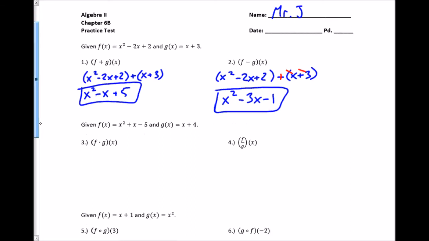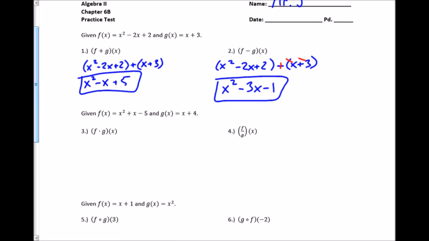Number 3 is very similar. In this one, it's telling us to multiply the two functions. So I take the f function, which is x squared plus x minus 5 this time, and I'm going to multiply it by the g function. And that's all this notation is telling me to do. Now I just have to use my distributive property.